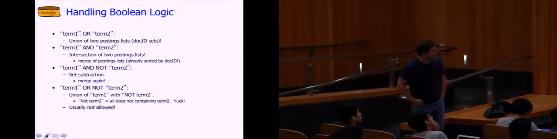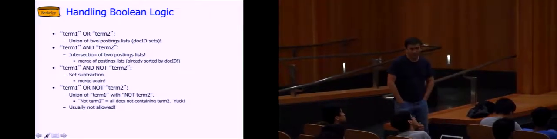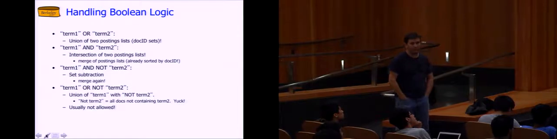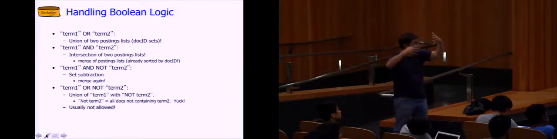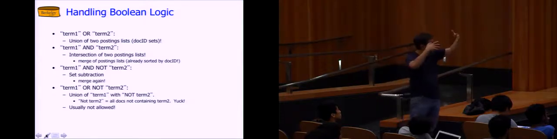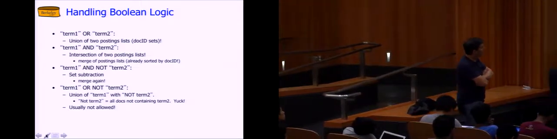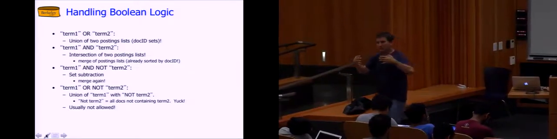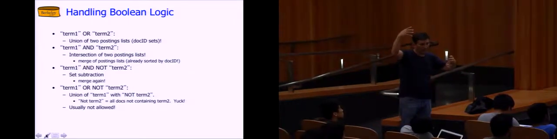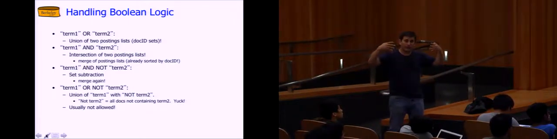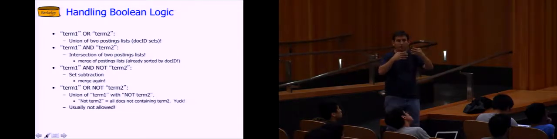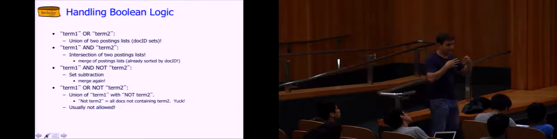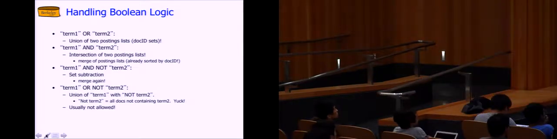So OR is easy. Term 1 or term 2, if you type that query, that's just the union of two postings lists. You look up term 1, you get a sorted ordered list. You look up term 2, you get another sorted ordered list. Those are the doc IDs that match term 1 or term 2. It's the union of those two lists. Term 1 and term 2 is the intersection of those two postings lists. You look up Berkeley, you look up Windows, and then they're already sorted by document ID in the postings list. So you can just merge those postings lists looking for matches. So that's really fast because they're already sorted by doc ID.